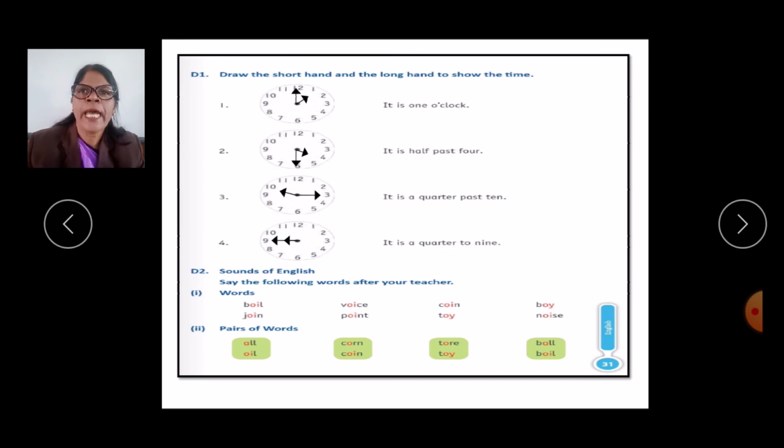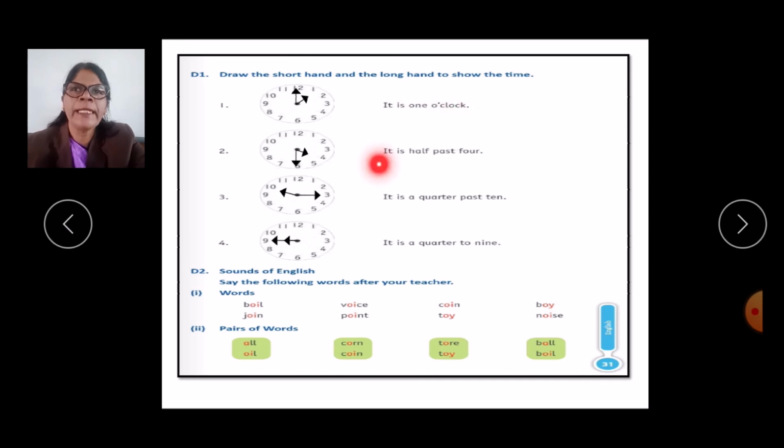D1. Draw the short and the long hand to show the time. We have already seen, children, in the previous slides. So we have to draw only the short and the long hand. So here, 1. It is 1 o'clock. So 1 we have to put. See the short hand is on 1 and the big hand is on 12. So it is 1 o'clock.